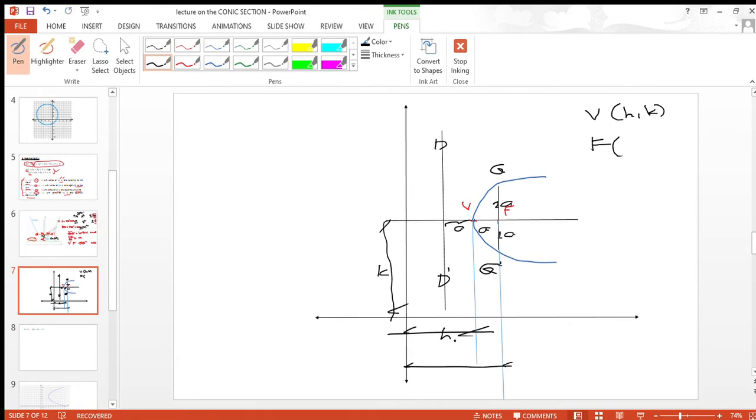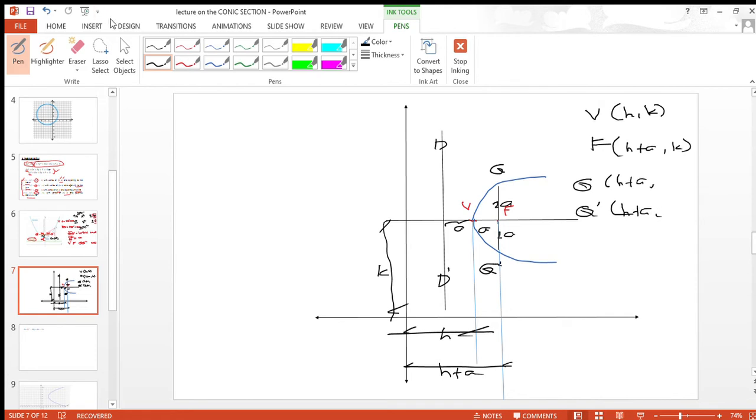So, what will be the abscissa of F? This is h, and this is a. So, this is h plus a. Then, what is the ordinate of F? It's still k. So, this will be (h plus a, k). Then, for the ends of the latus rectum, Q and Q prime, the abscissa of Q is also h plus a. The abscissa of Q prime is the same, still h plus a.